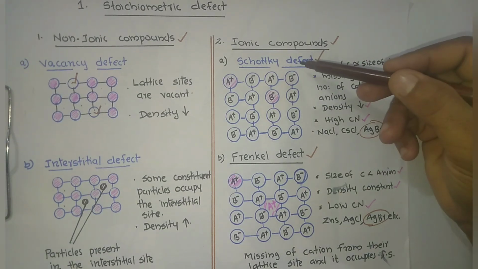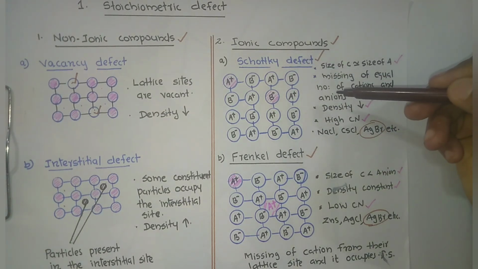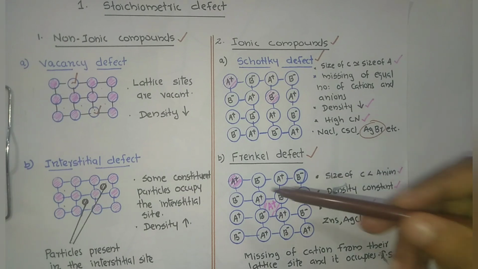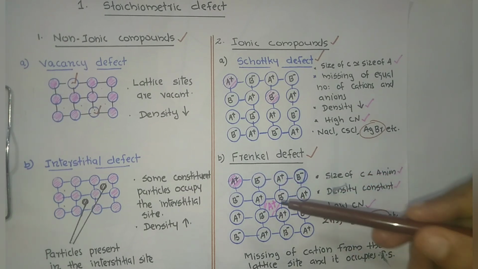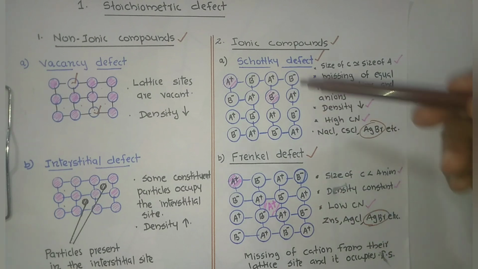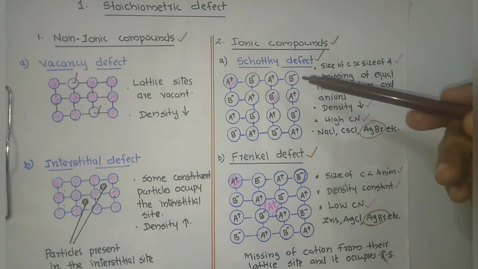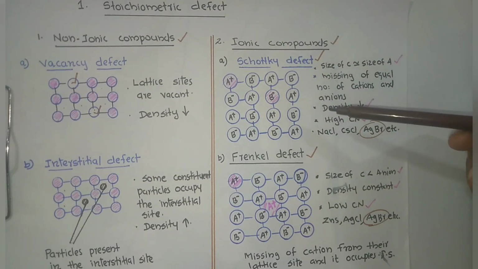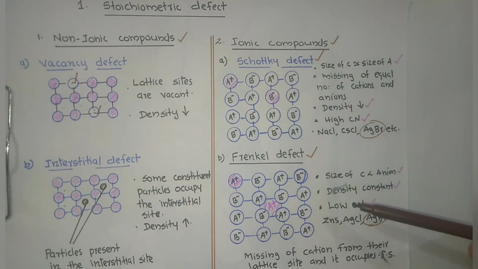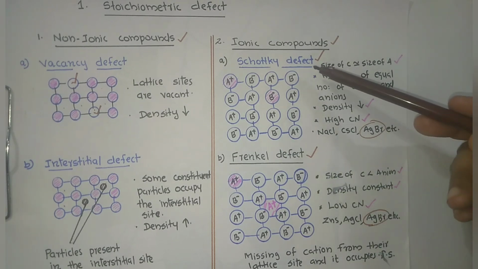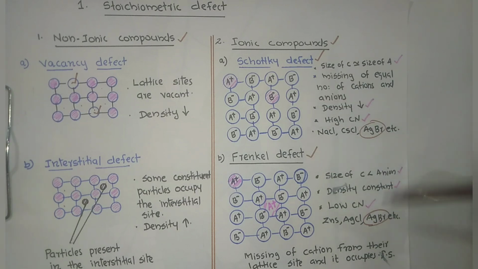Schottky defect means missing of equal number of cations and anions from the lattice. Frenkel defect means missing of a cation from the lattice, and it occupies the interstitial site. In Schottky defect, density decreases, but in Frenkel defect, density is constant. Schottky defect is shown by compounds containing high coordination number. Frenkel defect is shown by compounds containing low coordination number. Clear? Both the defects are shown by which compound? Silver bromide.